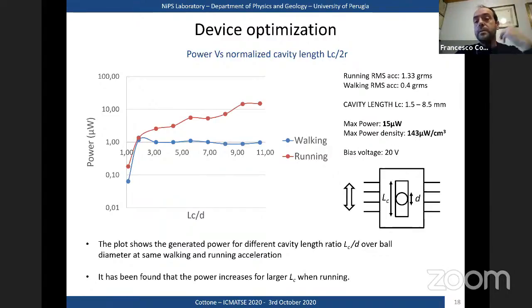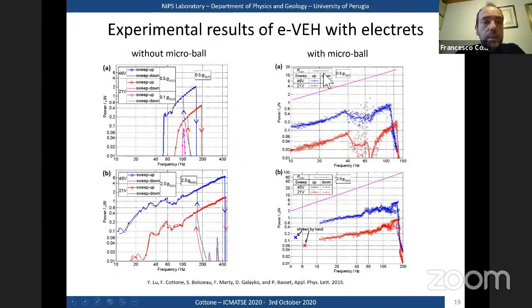This is the power divided by the volume of the device. So it is a commonly used parameter to make comparisons between different vibration energy harvesters. Okay, these are other experiments with the same system, without the microball and with the microball at different acceleration input, at 0.5 G and at 2 G on the bottom.